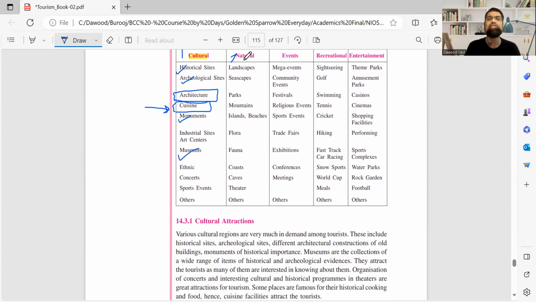Number two are natural places. Of course, beaches are there. There are mountains and landscapes and seascapes, parks, but there's also flora and fauna. You can talk about wildlife sanctuaries, reserves, and parks. There are caves, Ajanta and Ellora caves. You go to Alibag, there is an entire trip out there. In Andaman Nicobar, I've seen it.